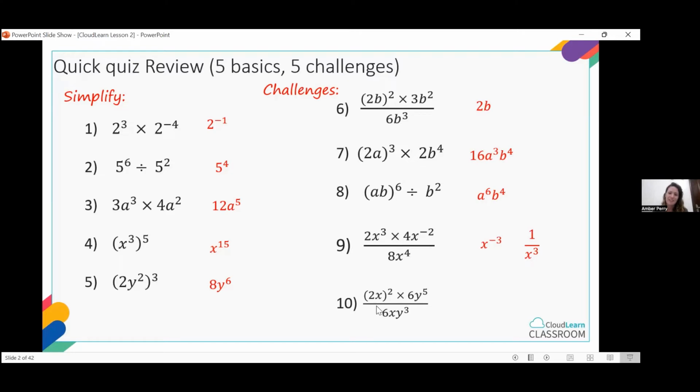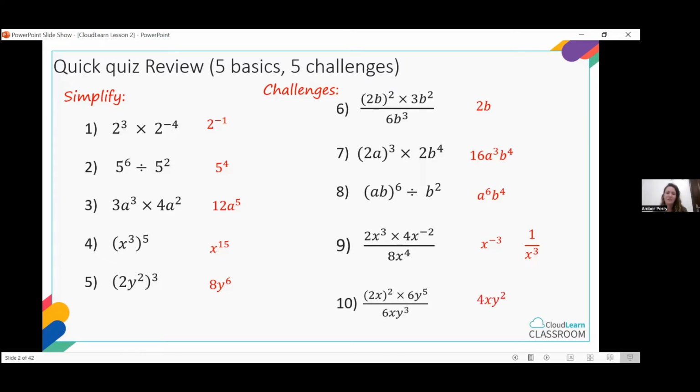And then finally, question 10, we've got 2x, and we're going to square all of that. So we must remember that this 2 is squared as well. So that's 4x squared there, times that by 6y to the power of 5. So that's going to be 24x squared y to the power of 5. Dividing that by 6, 24 divided by 6 is 4. The x squared will divide with the x, so that's just going to be an x. And the y to the 5 will divide by y cubed, so that's going to be y squared. So we've got 4xy squared.